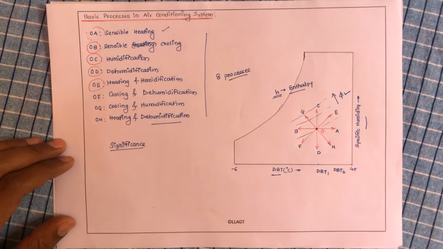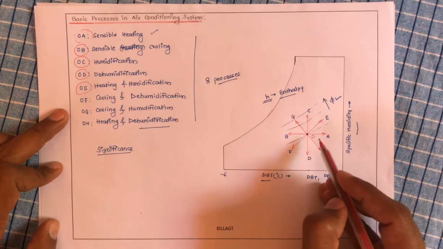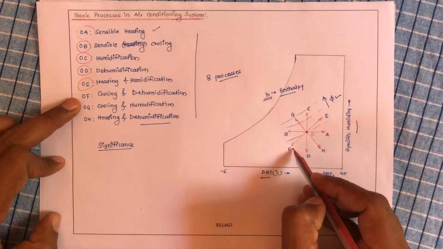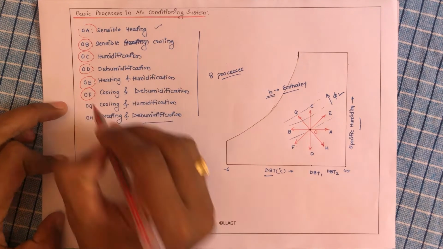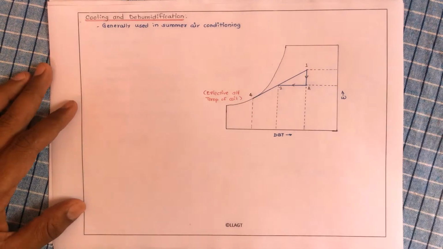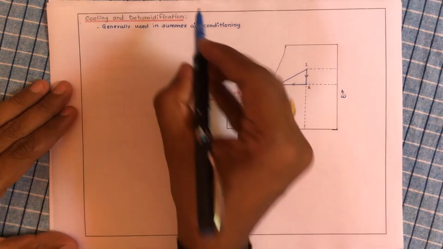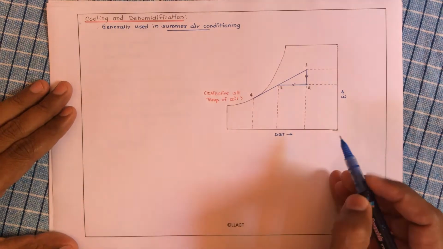In the last lecture we have covered up to heating and humidification. Now in this lecture we are going to cover cooling and dehumidification. So let us start with it. This cooling and dehumidification is generally used in the summer season, or summer air conditioning.